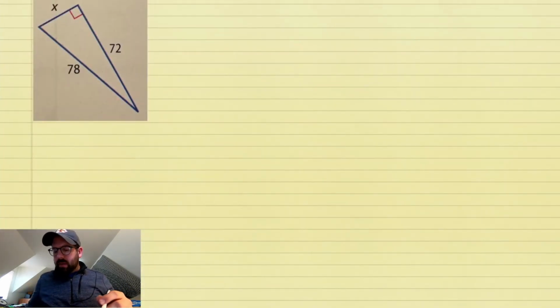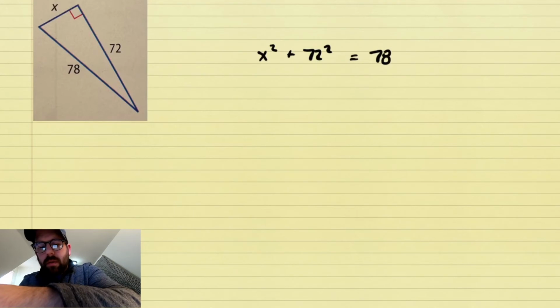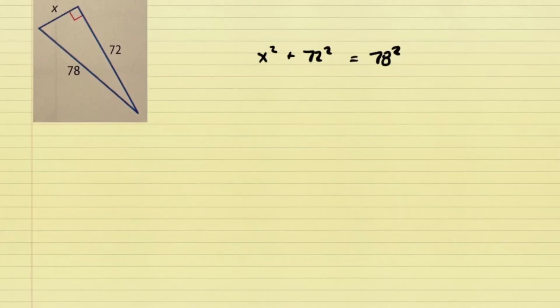All right, let's jump to the next one here. We've got a few left. So a and b are the x and the 72. And 78 is the hypotenuse. That's my c in this case. Let's jump right in here. Solve this one out. So we have x squared, 72 squared. If I type that number, that's 5,184. 78 squared, 6,084. I'm going to subtract the 5,184 number over. So 5,184, subtract that over, I get 900.